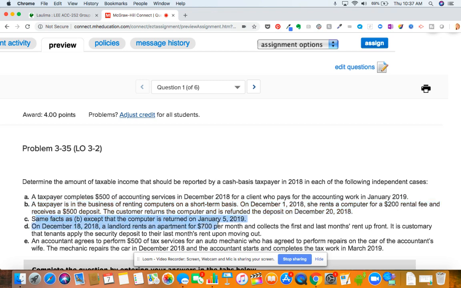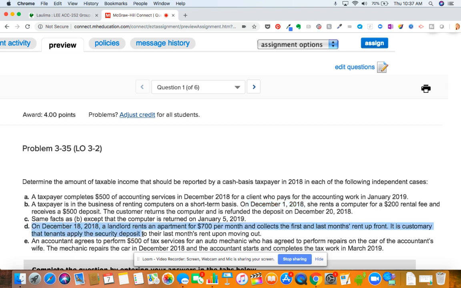C, same facts as B, except the computer is returned on January 5th. So that's the same as the first. When did they receive the cash? December of 2018, right? December 1, 2018. So that income is still in 2018.